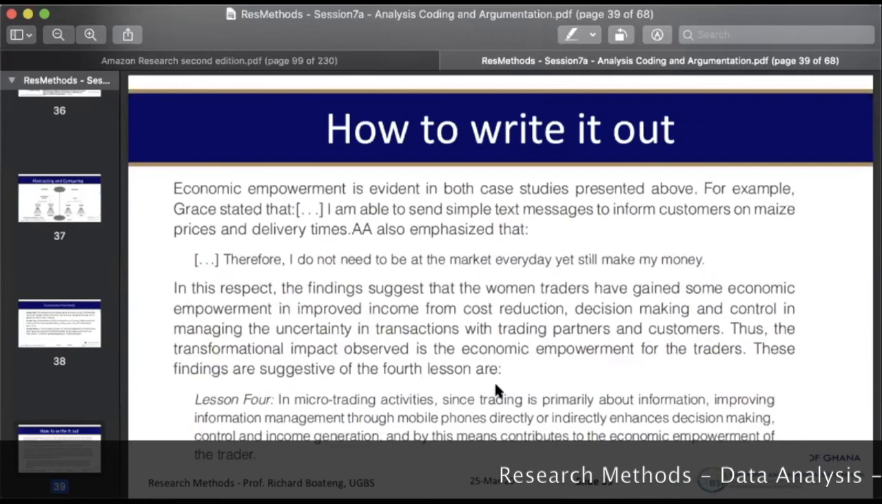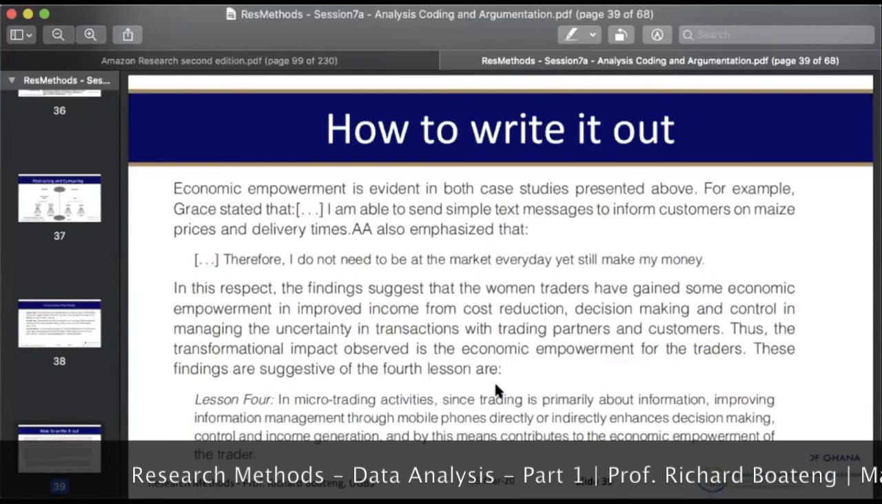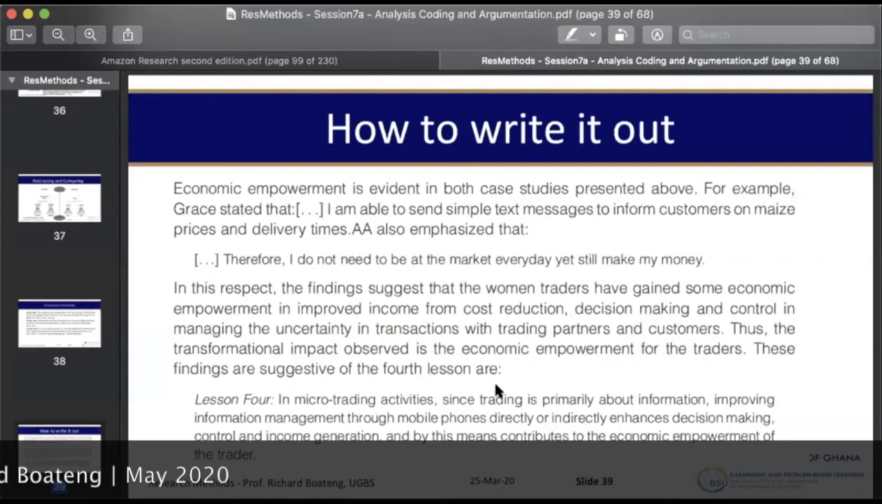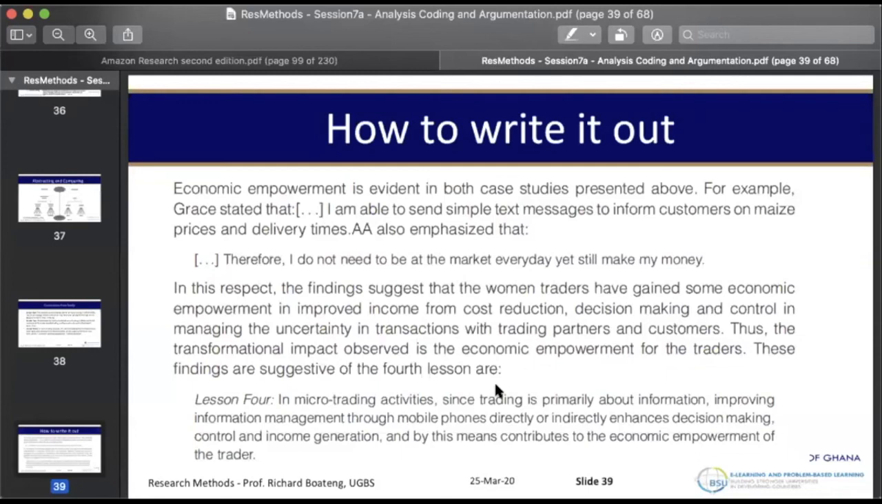In micro trading activities, because of what he found, now look at how all these quotes he found come to help in writing the conclusion. In micro trading activities, since trading is primarily about information, setting a premise: improving information management through mobile phones directly or indirectly enhances decision making and control and income generation, as this means contributes to the economic empowerment of the trader.